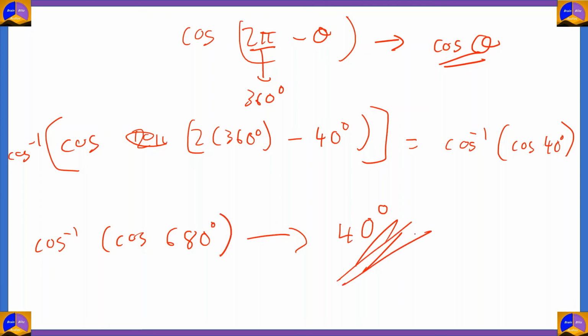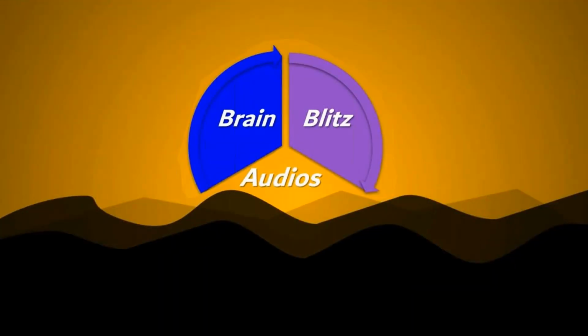So these are very simple and effective ways by which you can solve inverse trigonometric functions. However, due to time constraints, we won't be able to solve every single question of inverse trigonometric functions.